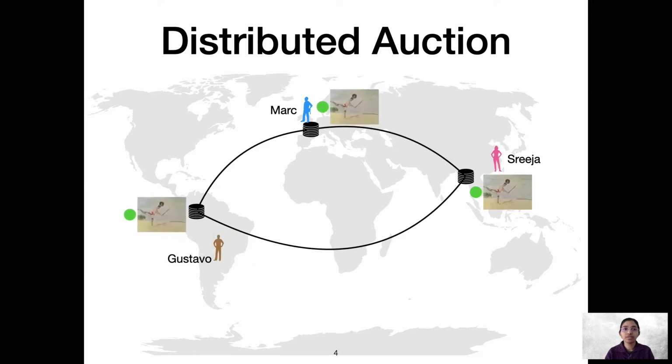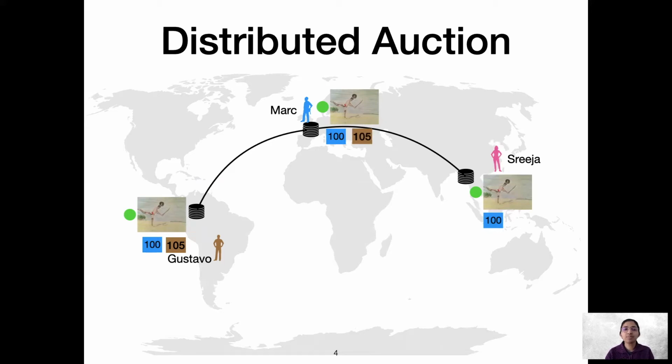Both of them are interested in the painting, and Mark placed the first bid for 100 euros. This update is propagated to Srija and Gustavo. Gustavo sees Mark's bid and places a higher bid for 105 euros. Unfortunately, at the same time, the connection between the replicas in Asia and South America broke down. Gustavo was able to propagate his update to Mark, but not Srija.